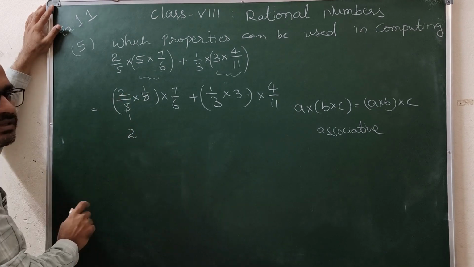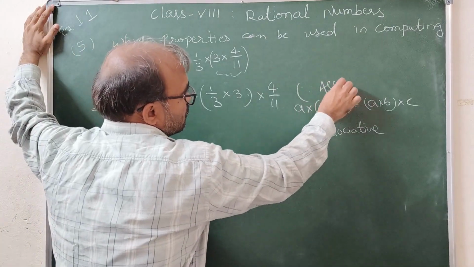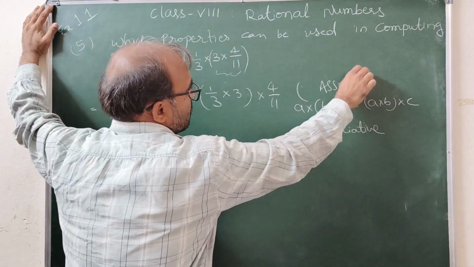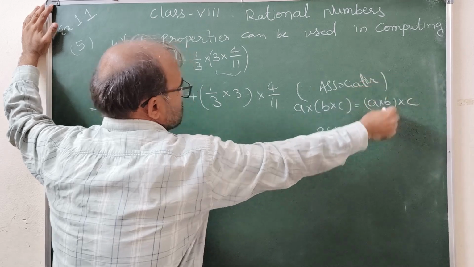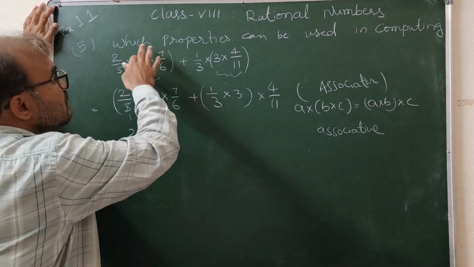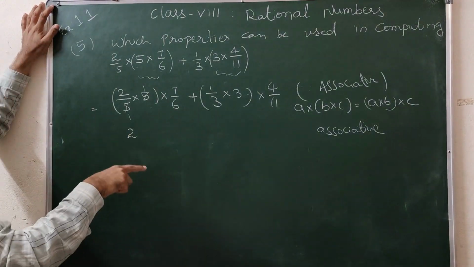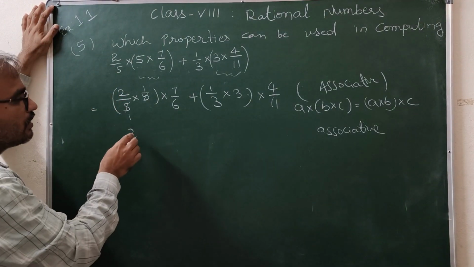Product of two numbers is again a number, so since associative property is used here, right? Associative is very important. He is not asking us to compute; he is asking which properties can be used here. So without solving also we can say, but better we solve this.